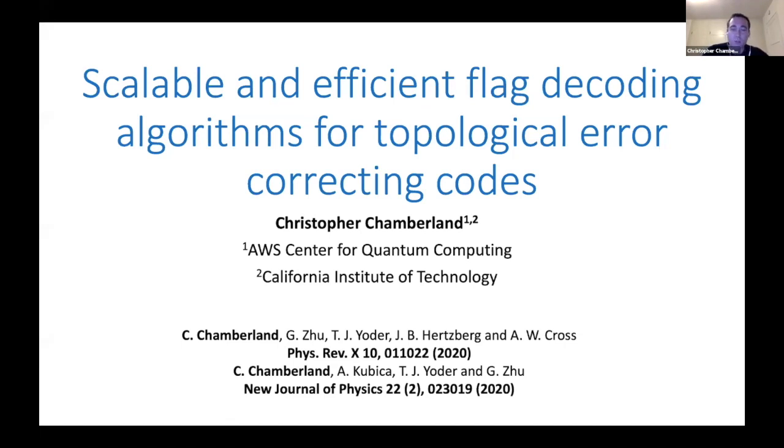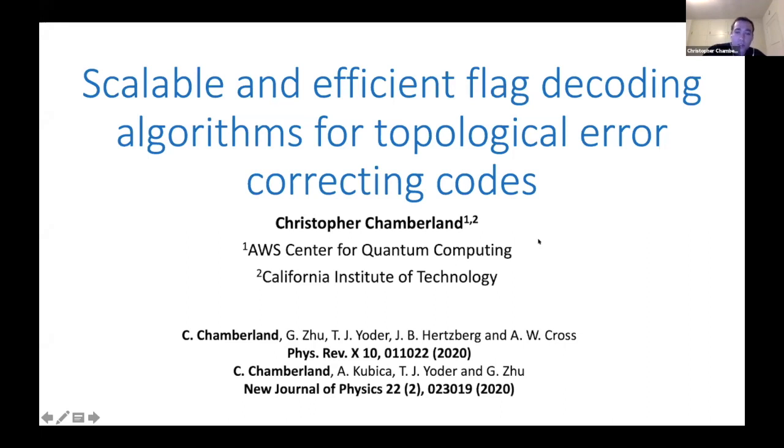Thanks everyone for listening in on the talk. So today I'm going to talk about scalable and efficient decoding algorithms that use information from flag qubits. The ideas that I'll be presenting today apply to topological codes, but they can also be applied to other families of codes, as you'll see, subsystem codes as well. This is based on work in two papers with the authors that you see here.